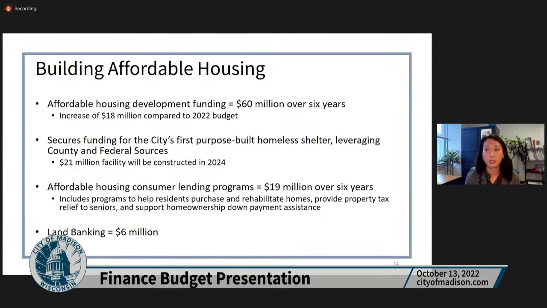Additionally, it secures funding for the city's first purpose-built shelter for men experiencing homelessness. This was first introduced a few years ago, but this brings together the final pieces of funding to make construction and implementation a reality. So the shelter project adds $11 million to the project, which includes $8 million from county and federal sources.